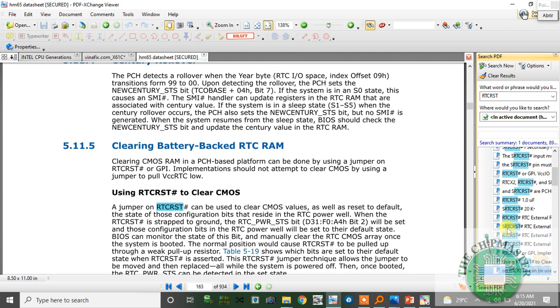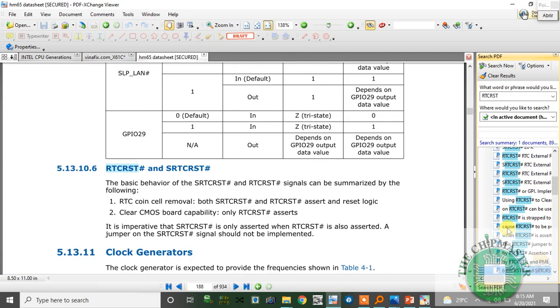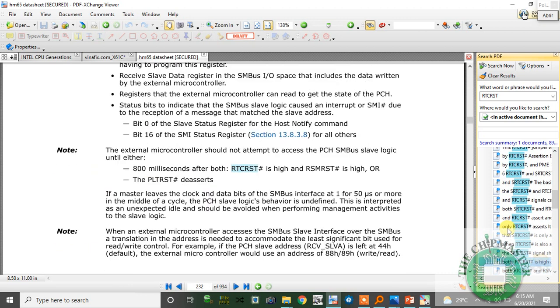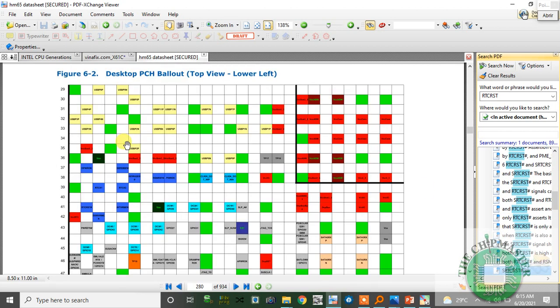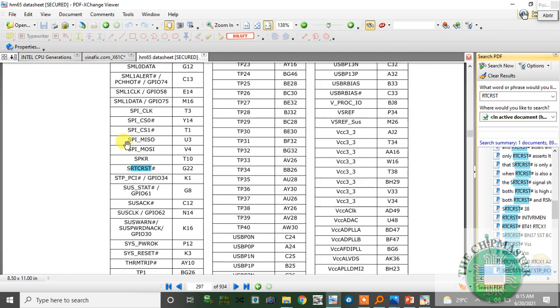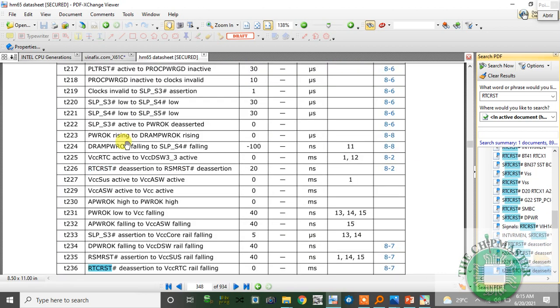Just supposed to be right here. All right, so they... so this one is not having the information that I wanted to find.